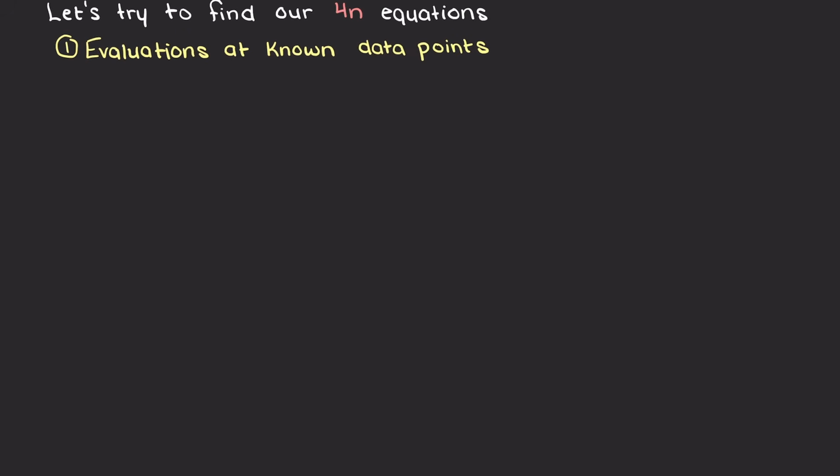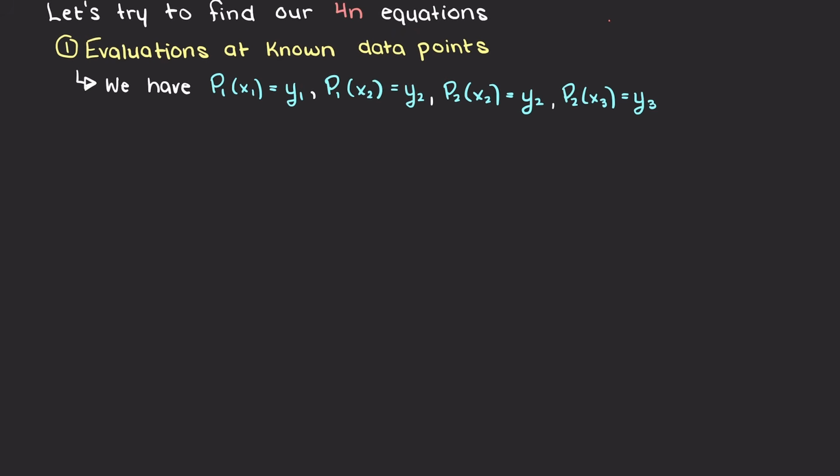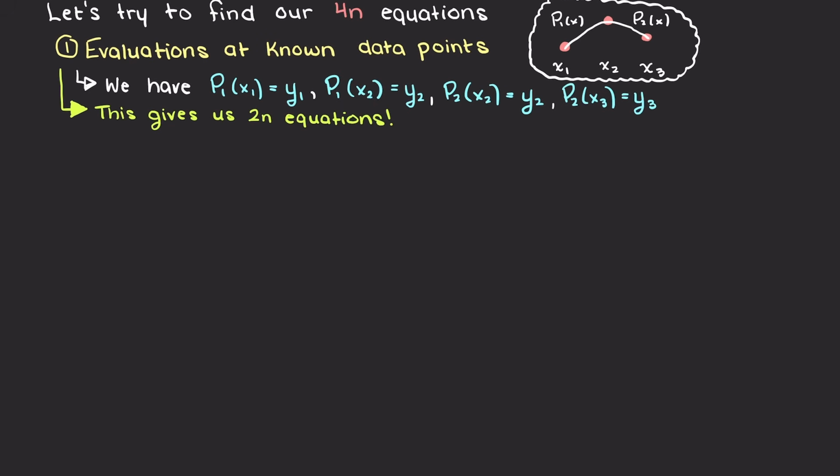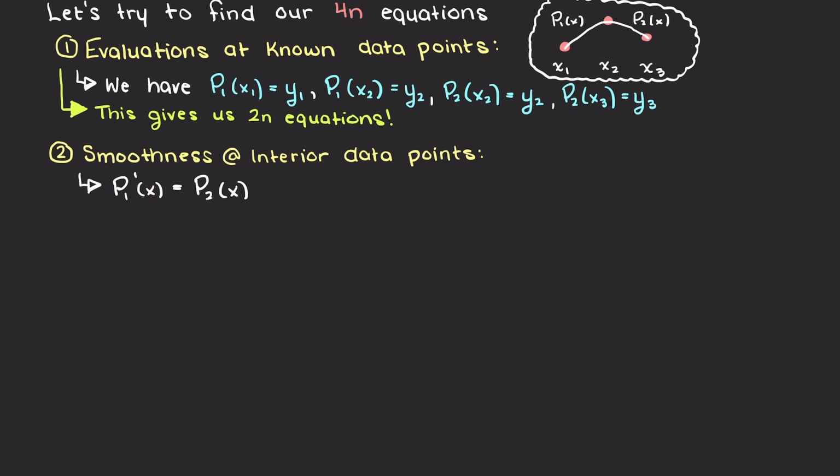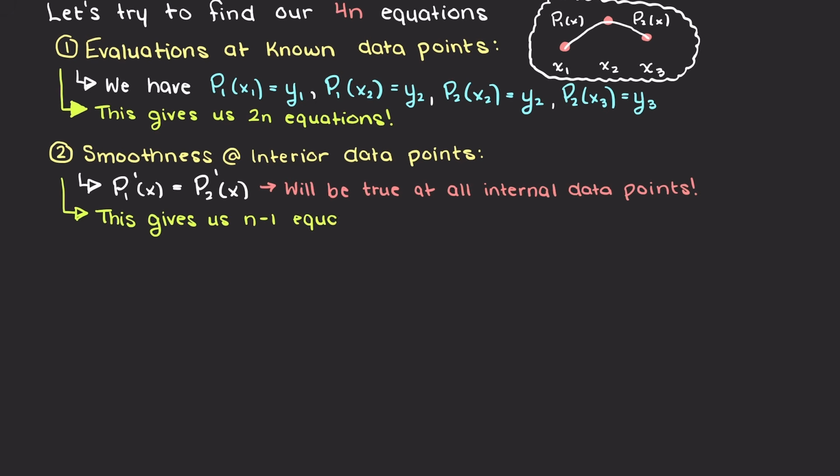Firstly, we will have some known data points. These are the input-output pairs that we are interpolating through. Because each data point will share a spline, we actually get 2n equations. Therefore, we just need to find 2n more equations to be able to begin solving our system of equations. For our intermediate data points, we can define continuity and say that the first derivatives need to be equal. This statement will be true at every interior data point that we have, and this will give us n-1 equations. Therefore, we are missing n+1 equations still.